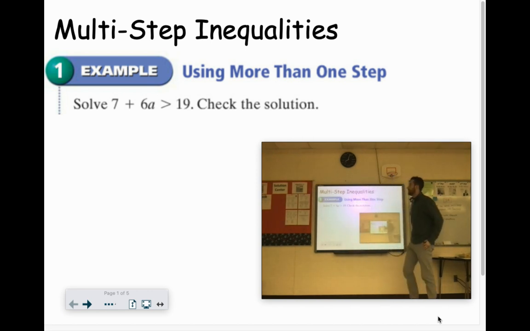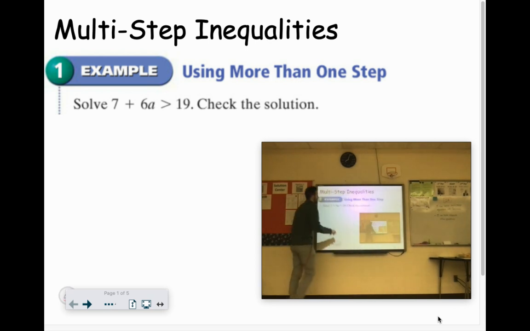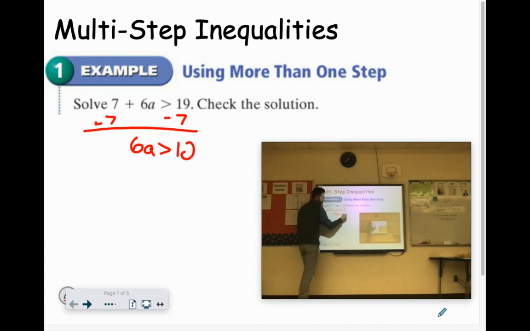So 7 plus 6a is greater than 19. This is a two-stepper. So first, let's get rid of the 7. We'll subtract 7 from both sides. 7 minus 7 is 0, so we have 6a is greater than 19 minus 7 is 12. Divide by 6. We're left with a is greater than 2.